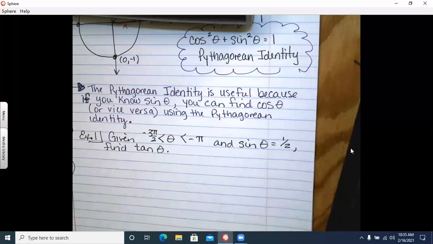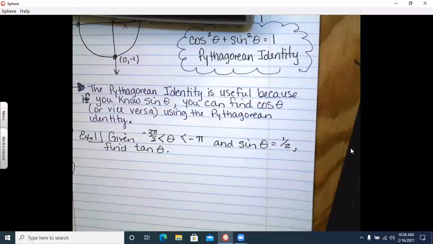Okay, well, I just said it was good for finding sine and cosine, right? Well, don't you need to know the sine and cosine to be able to find tangent? Okay, so they told us the sine's 1/2. We need to find cosine before we can find tangent. And we're going to do it using the Pythagorean identity. I know that this is probably the most difficult way to answer this question, but like I said, I'm just showing you how to use the Pythagorean identity.